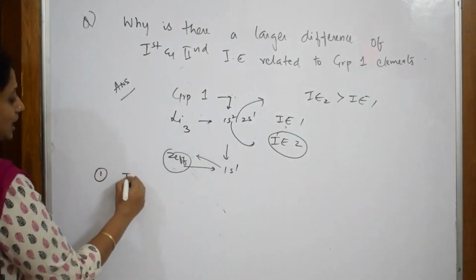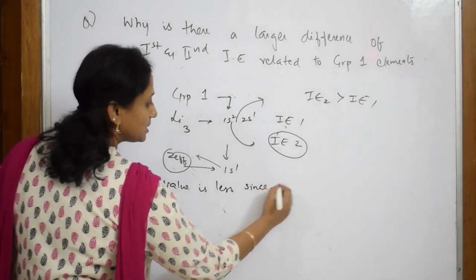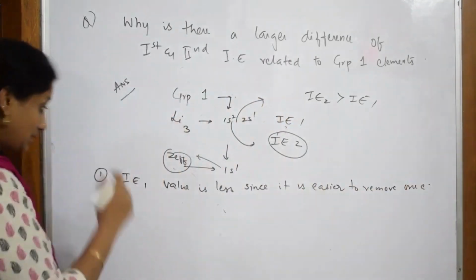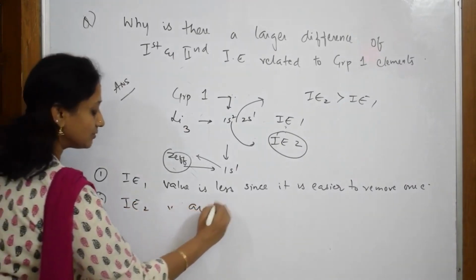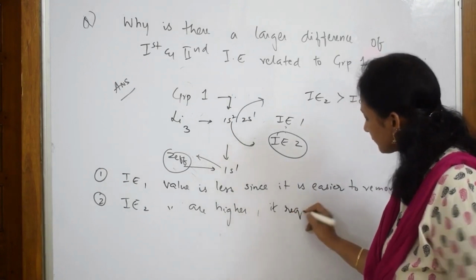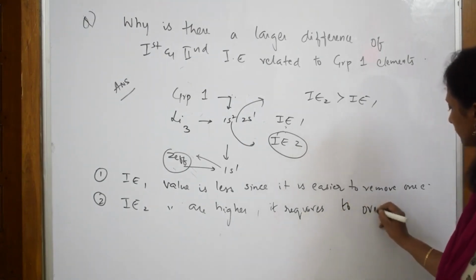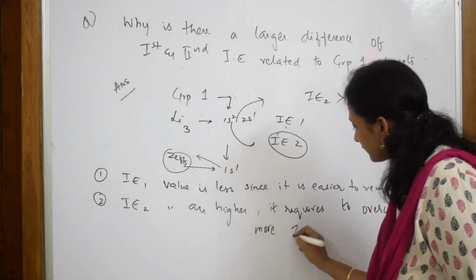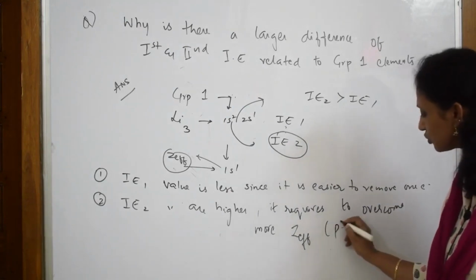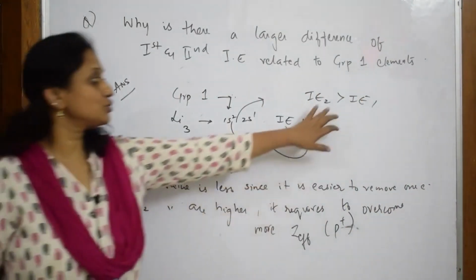Let us write the whole thing in the form of an answer. Point number 1: ionization enthalpy value 1 is less since it is easier to remove one electron. Now, second case, IE2 values are higher. Why? You need to break the bond. When it is IE2, it requires more energy to overcome the Z effective charge, which is pulling that electron. It has more protons. Because of this Z effective nature, I require a lot of energy to pull that electron out. So that's the reason why IE2 is greater than IE1.